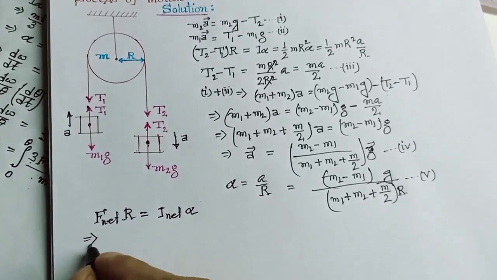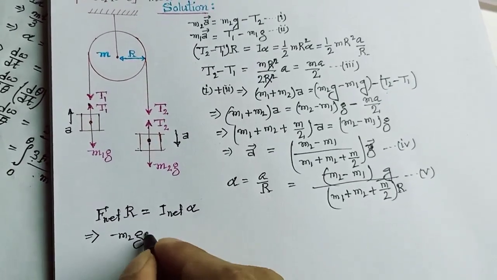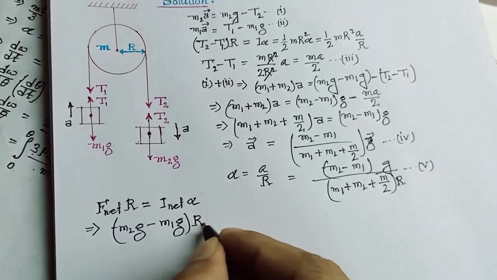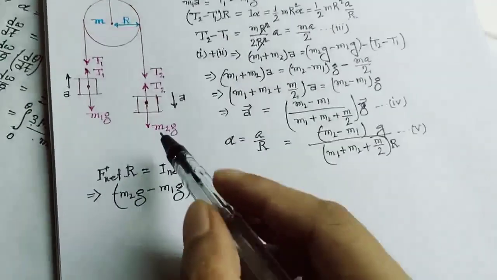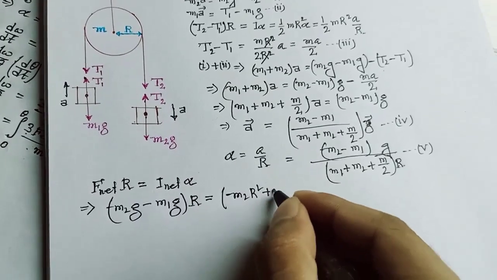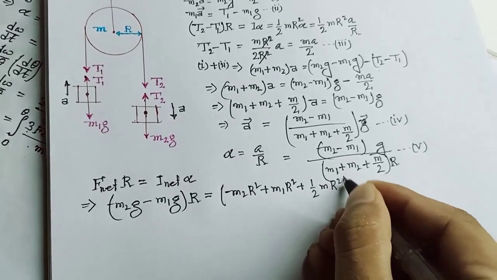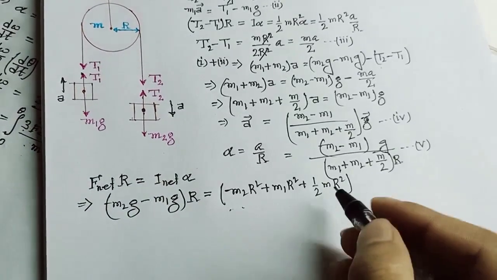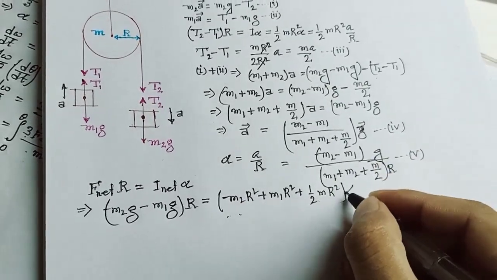As we know, F net is equal to m2 g minus m1 g. So this is our net force into R, that will be equal to I net times alpha. Now we will calculate the I net, or net moment of inertia. The moment of inertia will be m2 r square plus m1 r square plus half m r square. m2 r square is due to mass m2, m1 r square is due to mass m1, and half m r square is due to the cylinder. These are the terms for the corresponding moment of inertia times alpha.